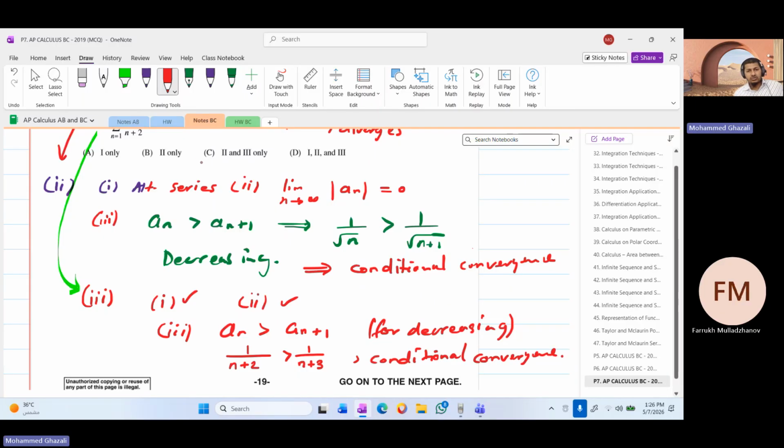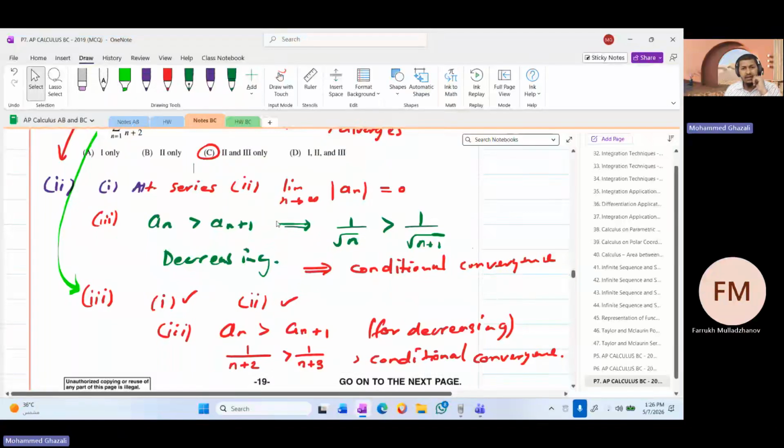Are we good? So the last two, make sense? The ones with the factorial, remember, will become absolute convergence.